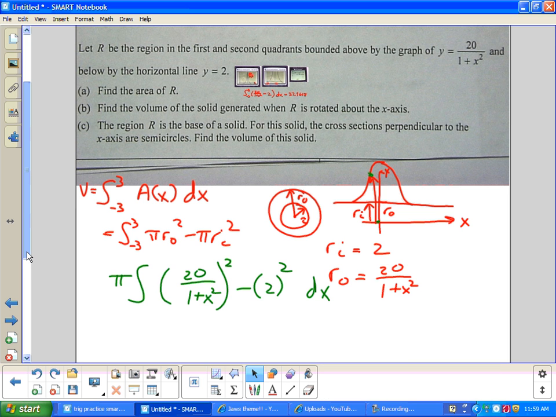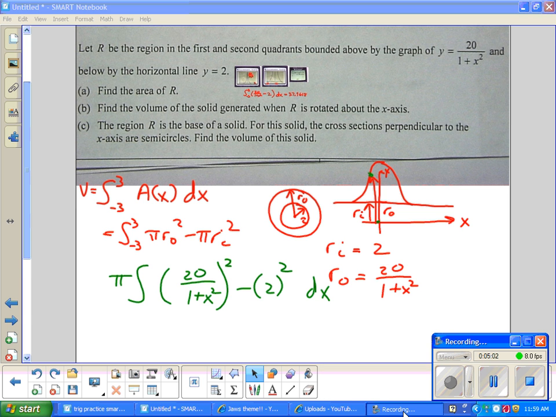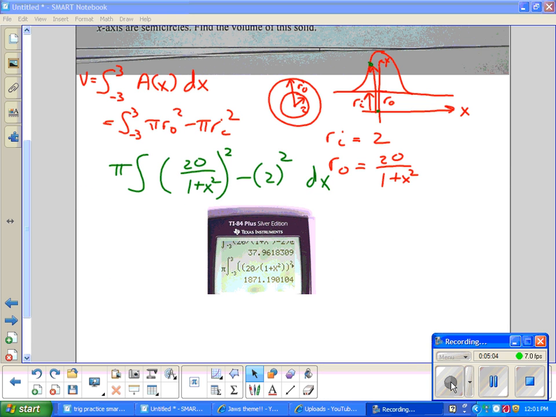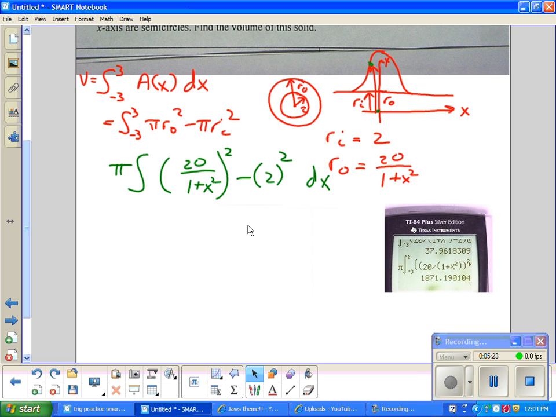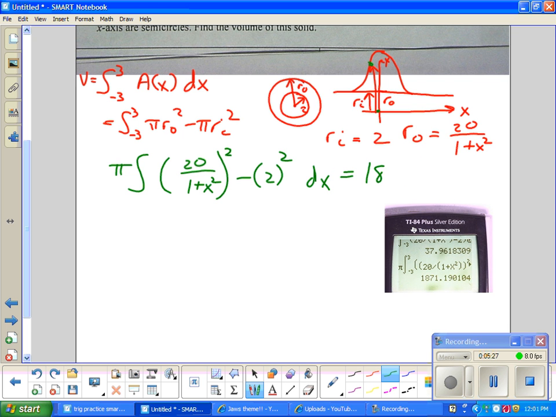Now, what we have to do is simply plug this into our calculator. All right, so I'll use the TI. If I type that into my calculator, and I'll actually put the pi in and go -3 to 3 of RO squared minus RI squared, which comes off the screen, dx, your answer comes out to be 1871.1901. So I would just set that equal, and that number was worth 1 point.